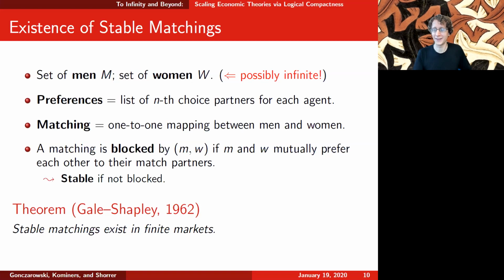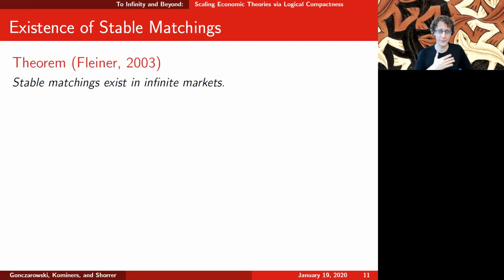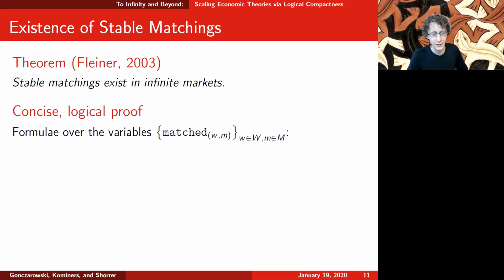So this model, as I framed it here, is going to make just as much sense if M and W are infinite as if they're finite. As I already mentioned, Fleiner proved the existence of stable matchings in that model. It's a subtle paper.